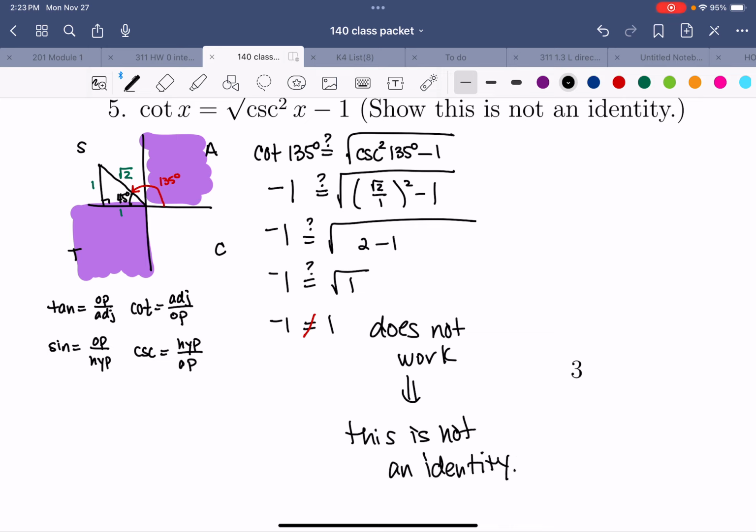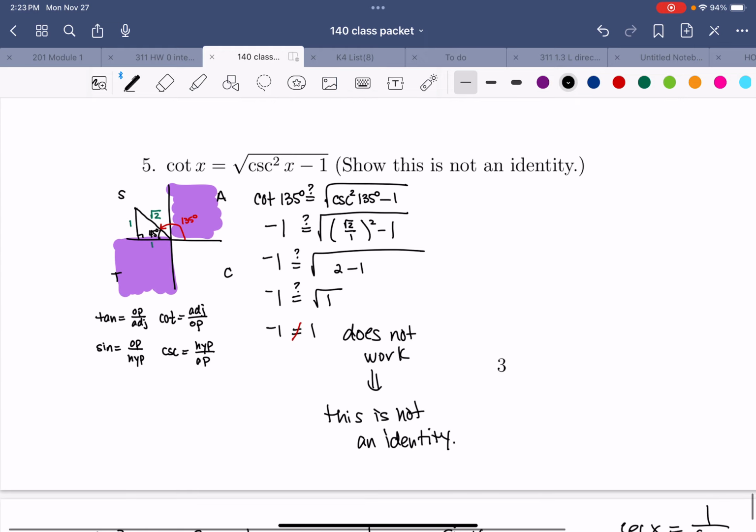So to show something's an identity, you have to do it in general, use algebra in general. And to show something's not an identity, you just have to find one value that doesn't work, okay?